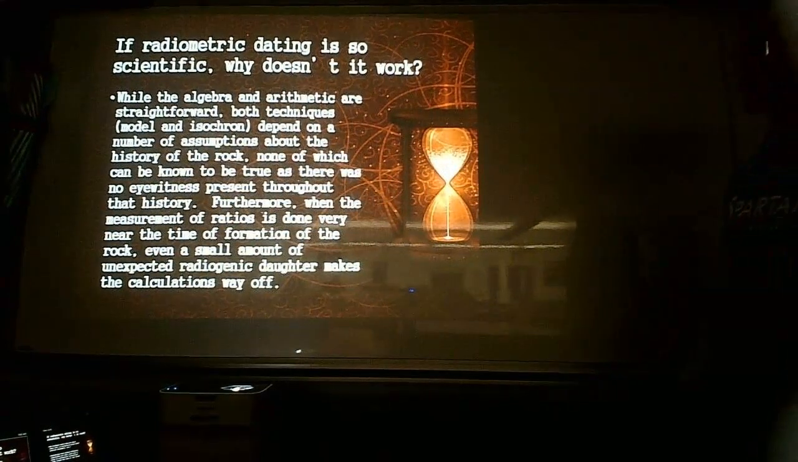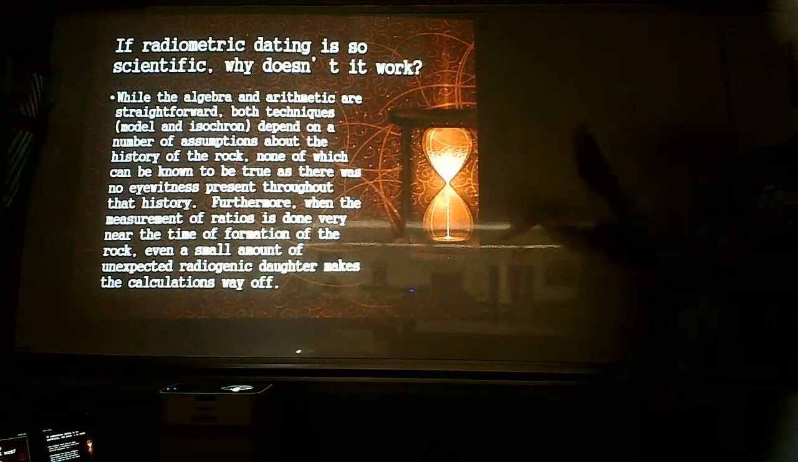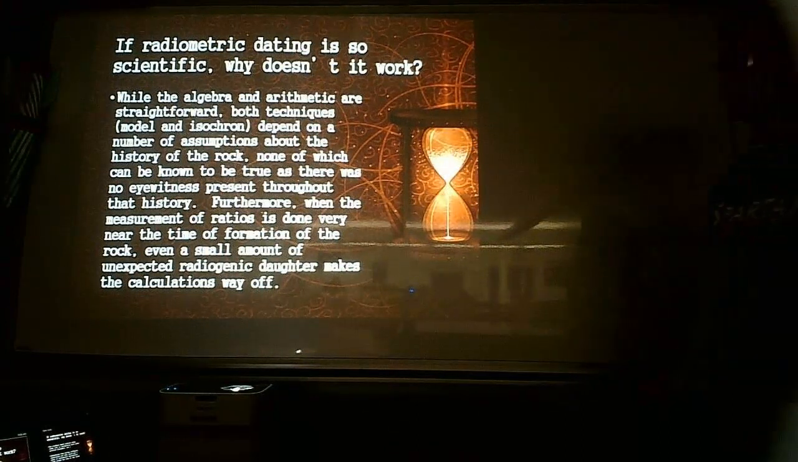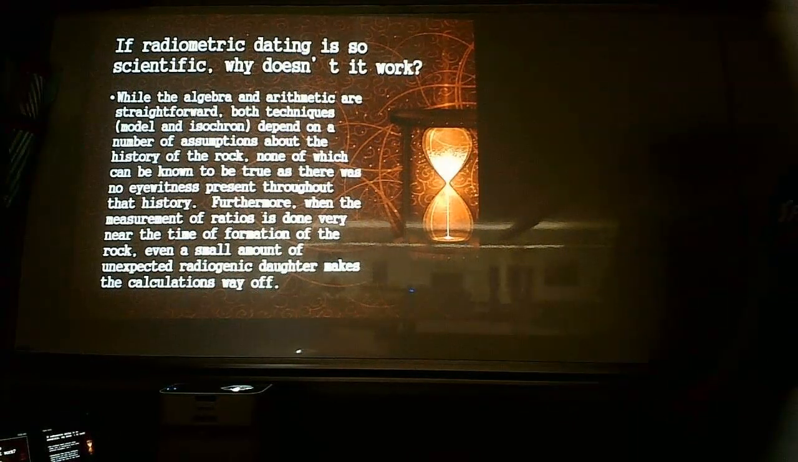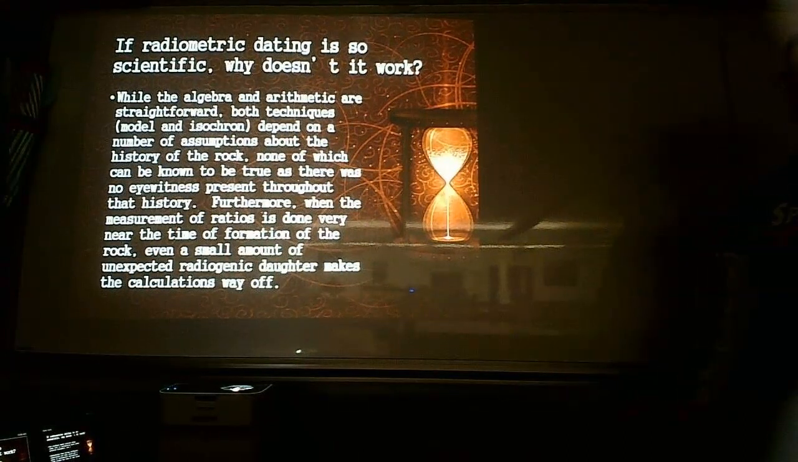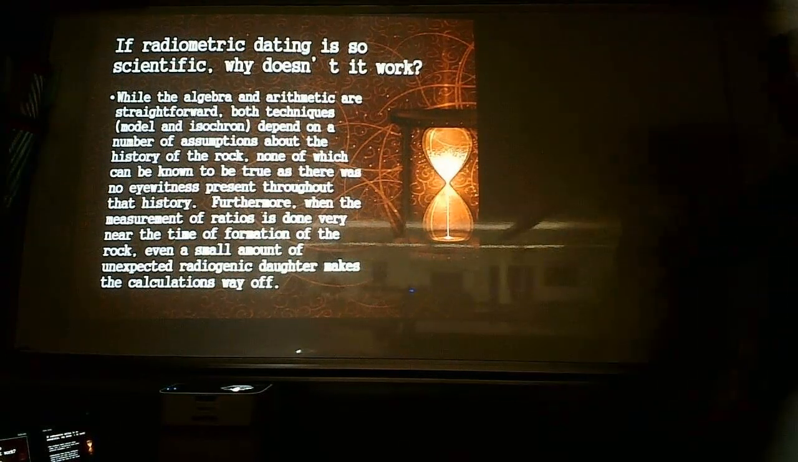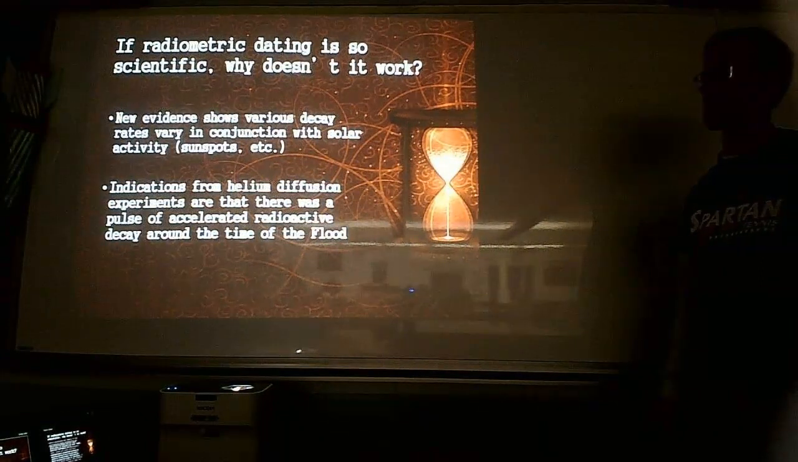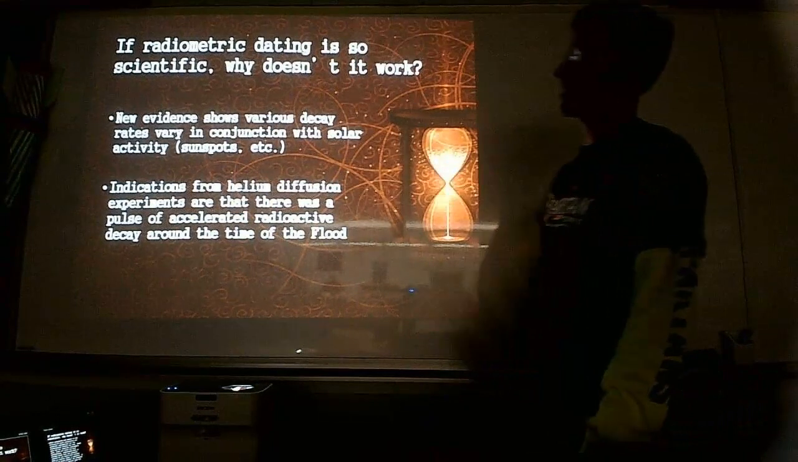So why doesn't it work? Again, the algebra and the arithmetic are very straightforward. They both depend on a number of assumptions about the history of the rock, none of which can be known to be true, as there was no eyewitness present throughout that history. Furthermore, when the measurement of ratios is done very near the time of formation of the rock, even the smallest amount of unexpected radiogenic daughter makes the calculations way, way, way off. From this slide, please write down the title and the first bullet point.